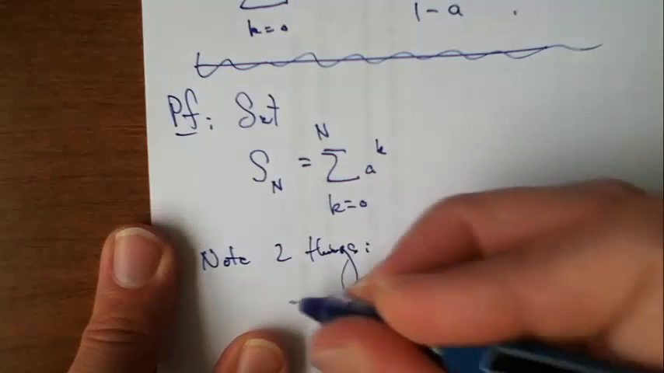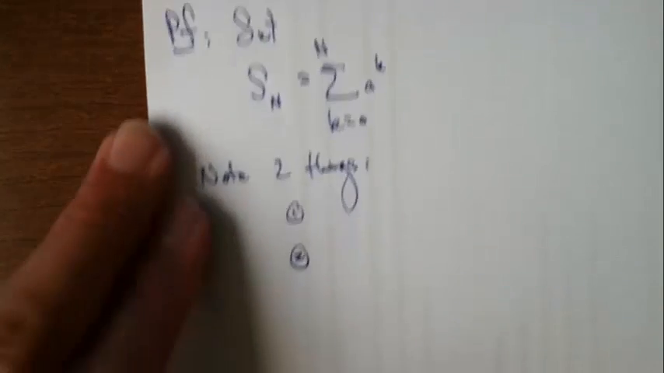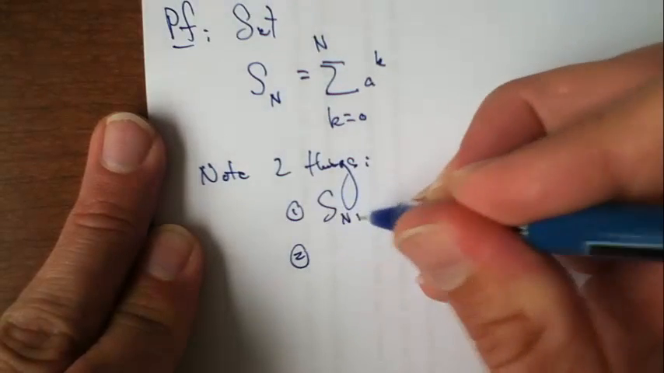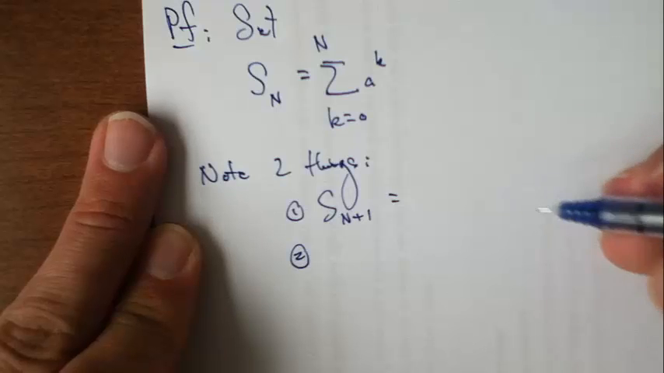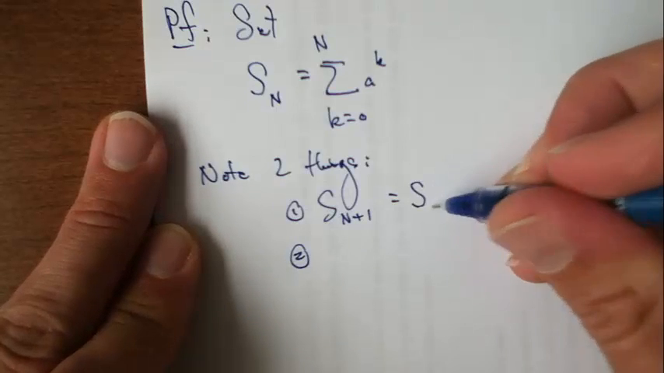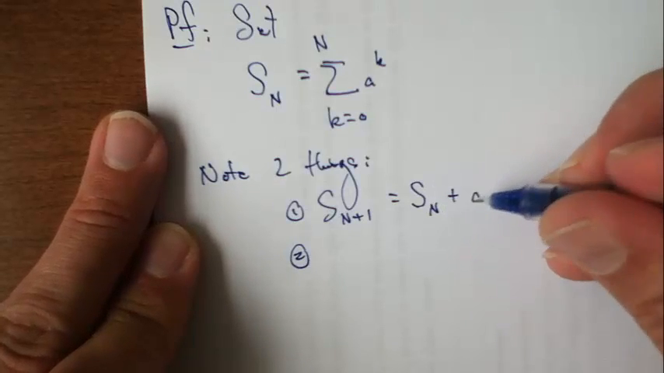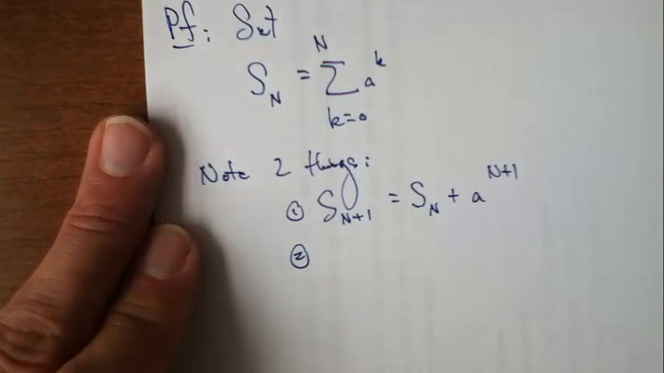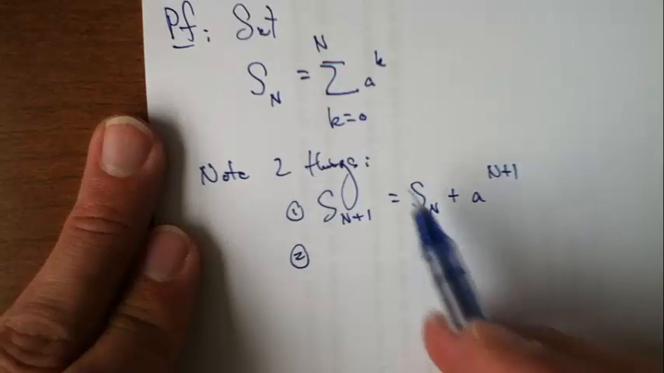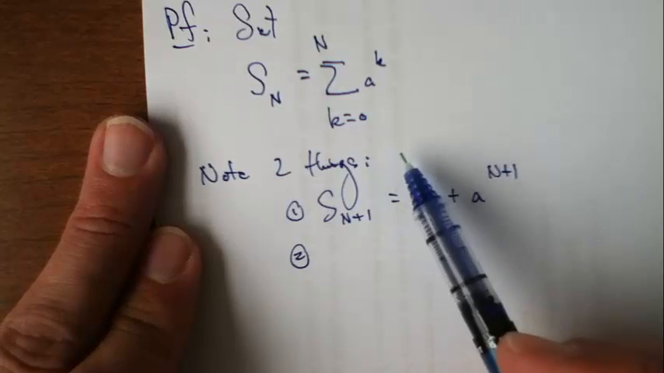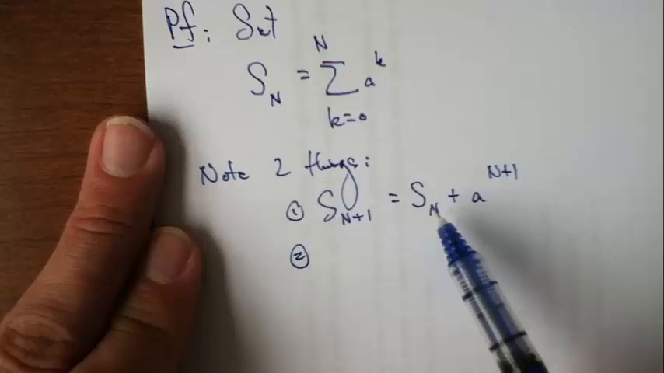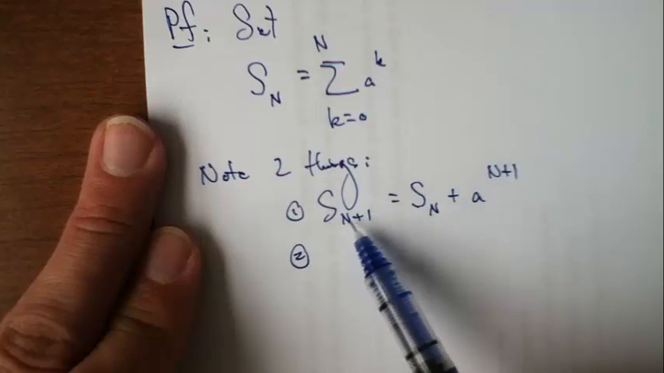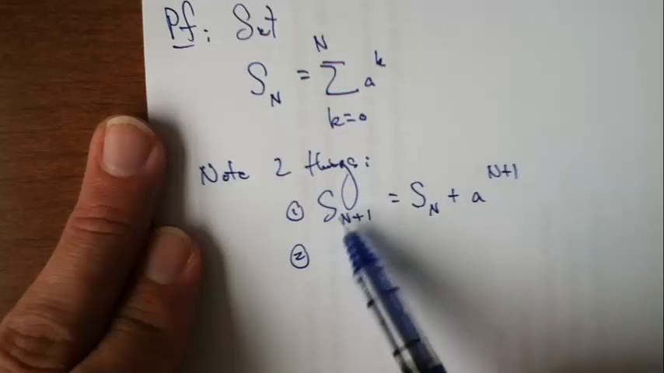Here are the observations that you ought to make. One is that S sub n plus 1, of course, can be written as S sub n plus a to the n plus 1. That should be pretty obvious. You can stop the video there and think about it, but all the first n plus 1 terms of this are equal to the first n plus 1 terms of that. This is only different because it has this extra term on it.